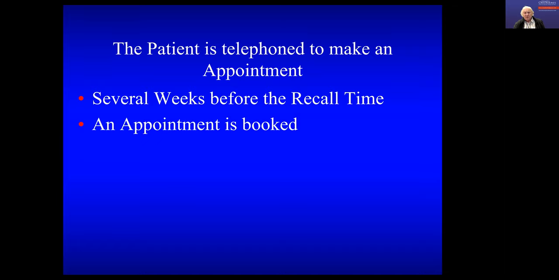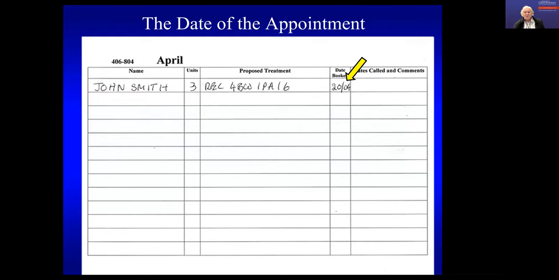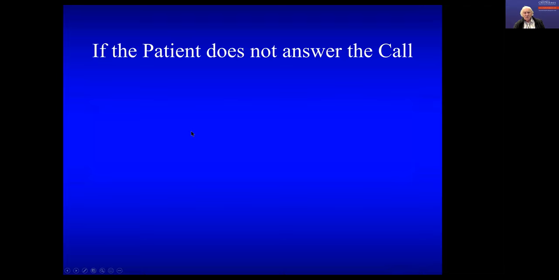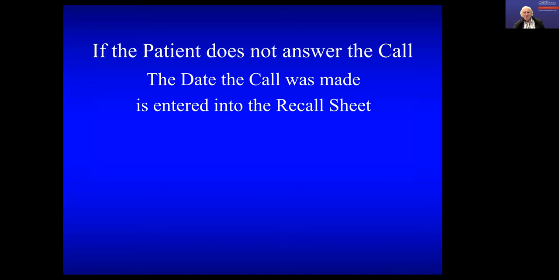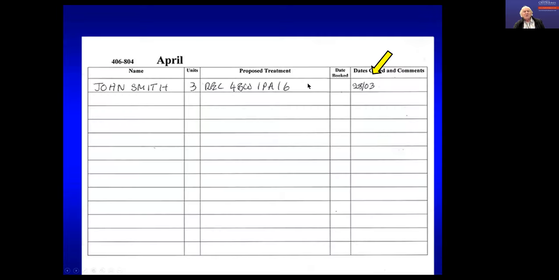So several weeks before the time of the appointment, an appointment is booked and the date of the appointment is entered into the recall sheet so that they know they've booked the patient. And then the time is put on the date on the appointment planning sheet. Now, if the patient does not answer the telephone, the date the call was made is entered on the recall sheet. Another call is made a little bit later. So they were unable to get through to this patient, so they put down the date here. Okay. Or if they telephone up and the patient says, I don't want to book an appointment, they put a note there and they'd also make a note in the patient's folder. Okay, or any relevant information.